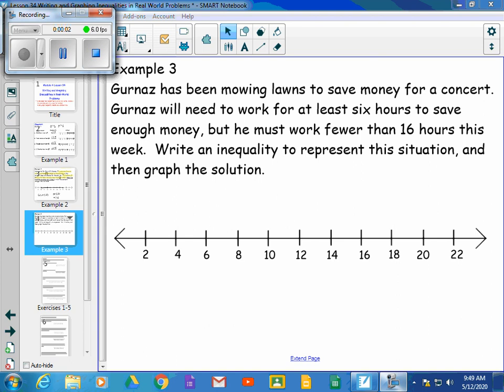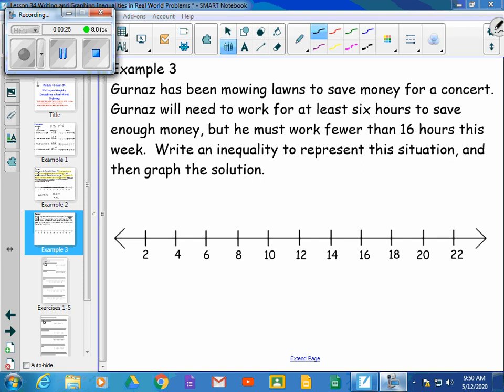Now let's try example 3. Gurnaz has been mowing lawns to save money for a concert. Gurnaz will need to work for at least 6 hours to save enough money, but he must work fewer than 16 hours this week. Write an inequality to represent this situation and then graph the solution.